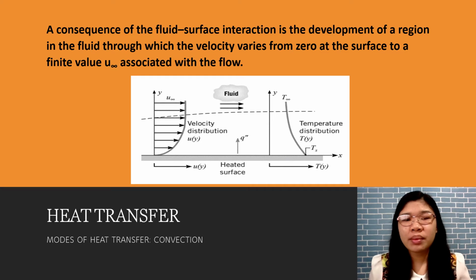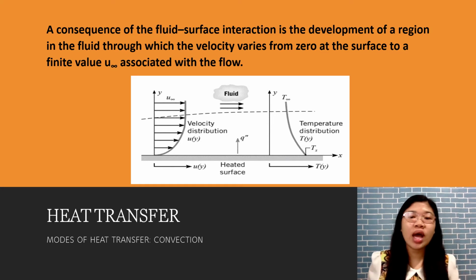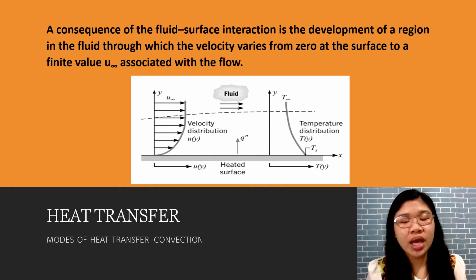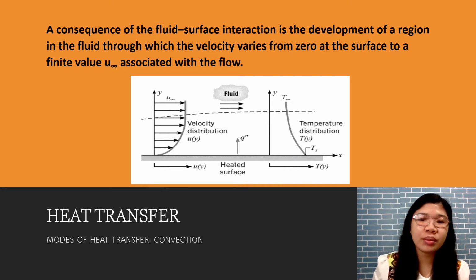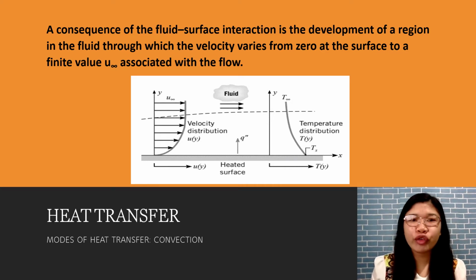So in addition, if the surface and flow temperatures differ, so we are talking about S as the surface, and then the infinity symbol here represents the fluid. If they have a temperature difference, there will be a region of the fluid through which the temperature varies from the temperature of the surface at y is equal to 0. So as you can see there, y is equal to 0.